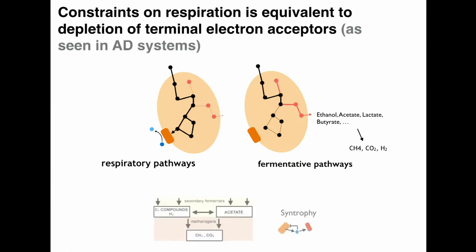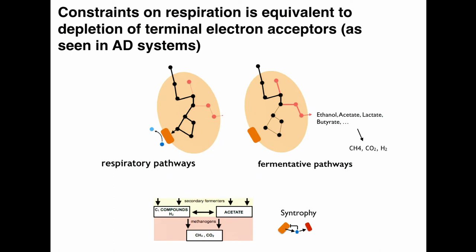And this is very common in anaerobic digestion, as I was saying. So to start with, there is no oxygen. So many bugs will use nitrate or sulfate, but those things get depleted as well. So you end up with a situation where the only thing you can do is ferment, okay?